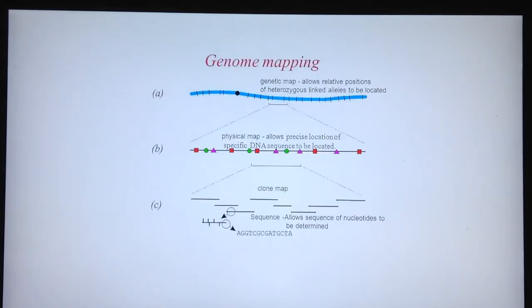Now genome mapping, this is the human DNA. This is the genetic map, which allows relative positions of heterozygous linked alleles to be located. The physical map allows precise location of specific DNA sequences, because the physical map relies on sequence information. So whatever markers come up with the genetic map can be verified by the physical map, that they have the same positions and locations on the chromosome. So this is a clone map. We'll be talking about that in the subsequent lecture.